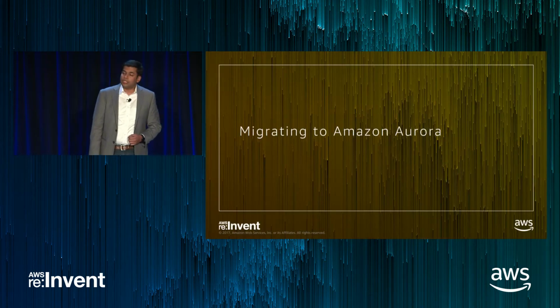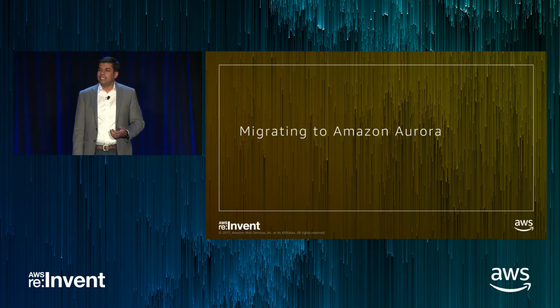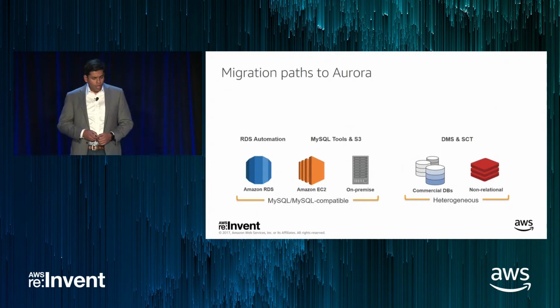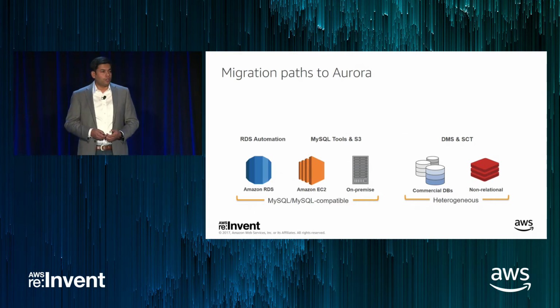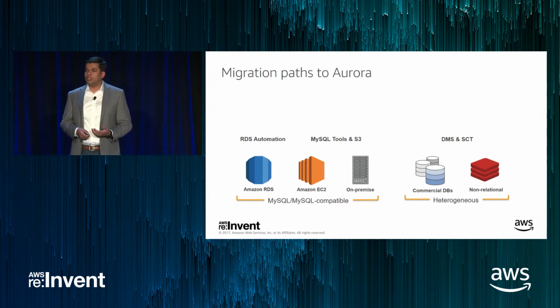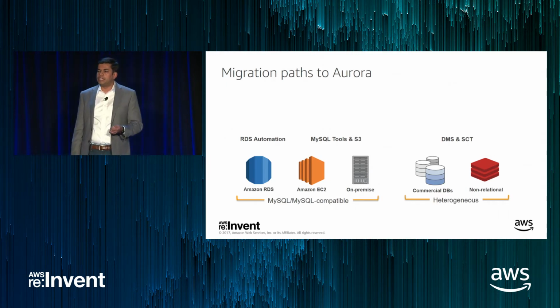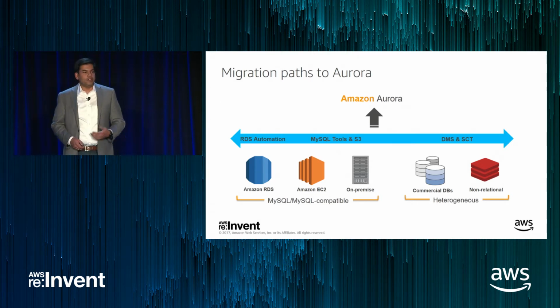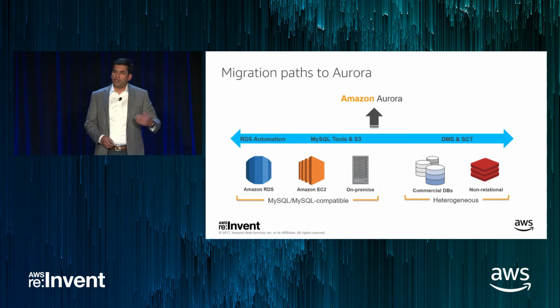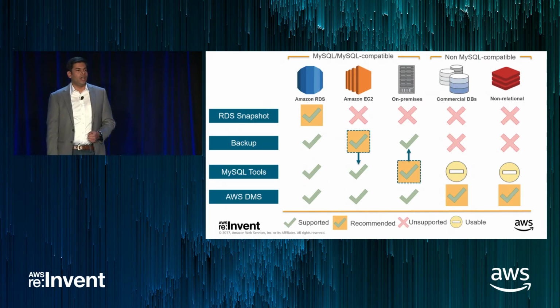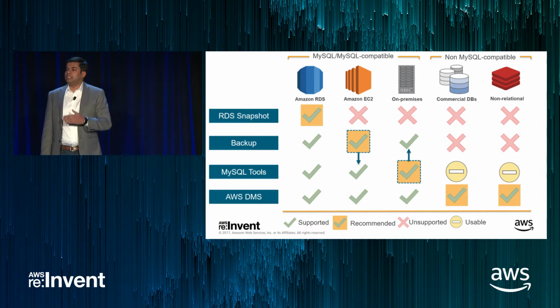Okay, so with that context, let's look at the various sources that you can migrate from and what kind of tooling and automation is available to you for that. We'll start first from the simplest scenario, wherein you're running your MySQL database potentially in RDS, and then work our way towards more involved setups, so commercial databases and non-relational databases. And look at different tooling and automation that we make available to you to migrate to Amazon Aurora.